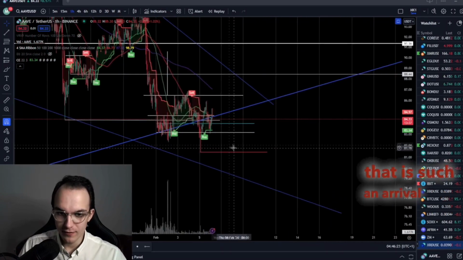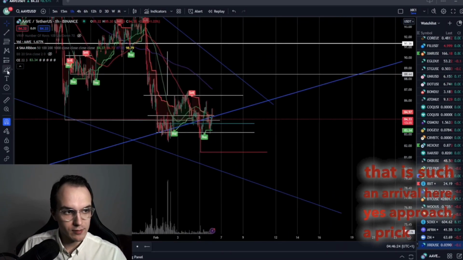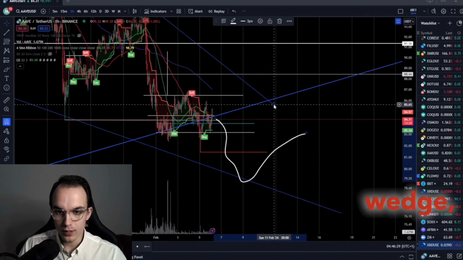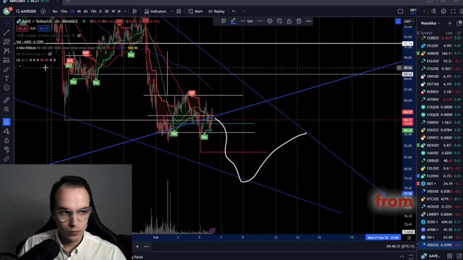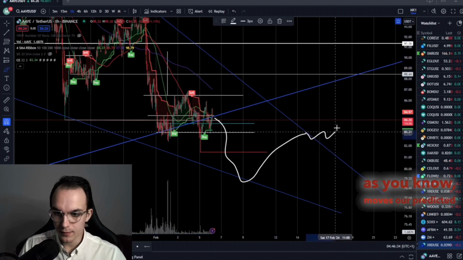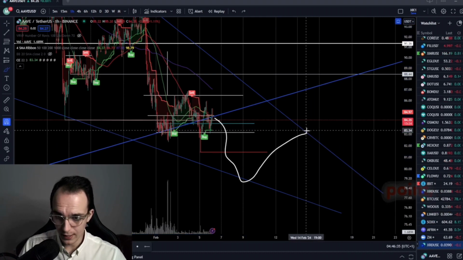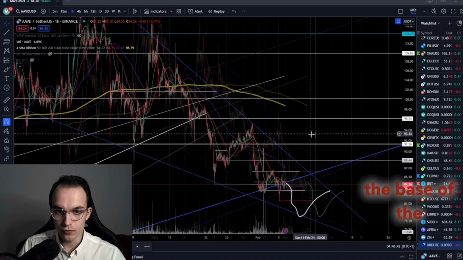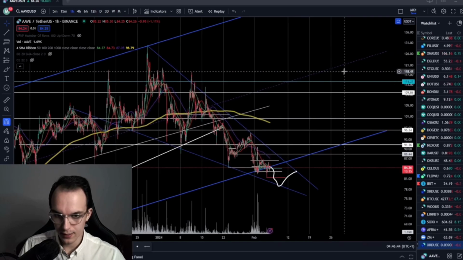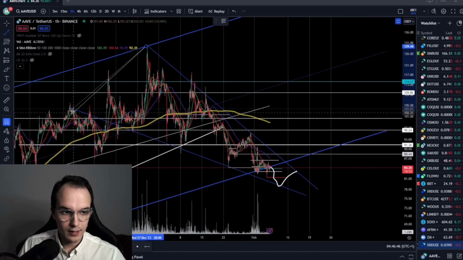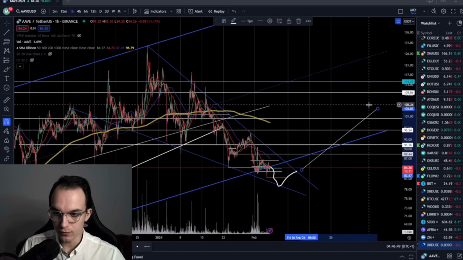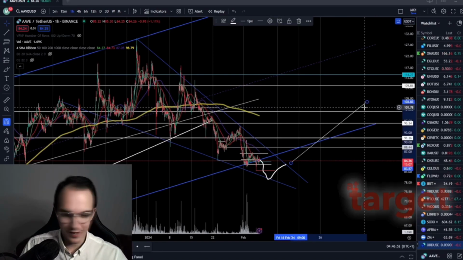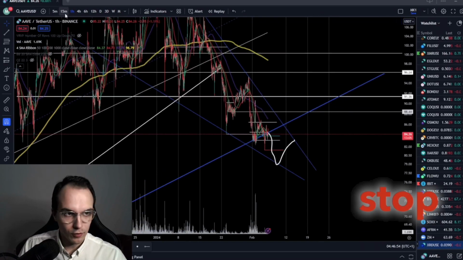Yes, that is such an arrival here. Yes, approach, a prick in this boundary. Yes, and a breakout of the wedge. And the exit from the wedge, as you know, moves our predicted target to point B, to the exit point. Take profit at the base of this wedge, the base of the wedge, here. That is somewhere around here. Go for a target at 100 according to Aave. Here's a stop, marked as well.